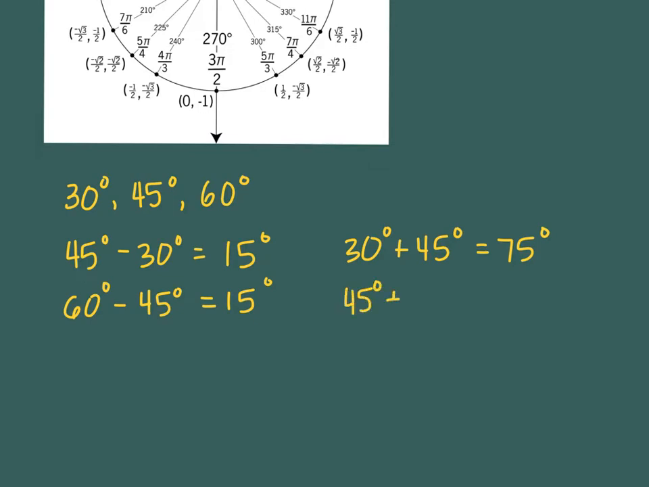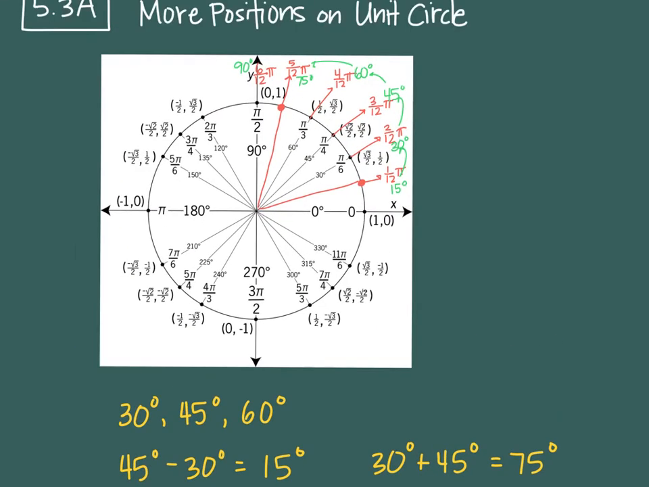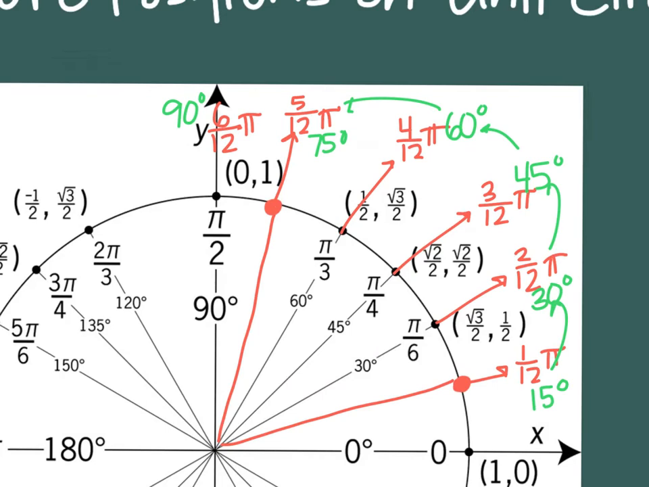45 plus 60? Well, that would give me 105, and now where would that be on the unit circle? Well, 105 is going to push me over to right here. That's going to be 15 degrees beyond. So if I'm counting by twelfths, that will be the 7/12 position. And if we're counting in degrees, that would be 105 degrees.